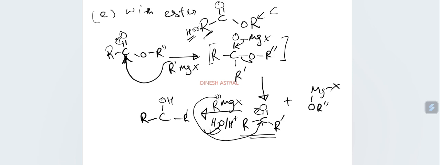These two will remain as they are, and one extra carbon from the Grignard reagent will add up. So this is the product. Here also you get an alcohol. So you can take a screenshot of every reaction and write it down in your copy so that you can study properly. Next, we'll move on to the next reaction.